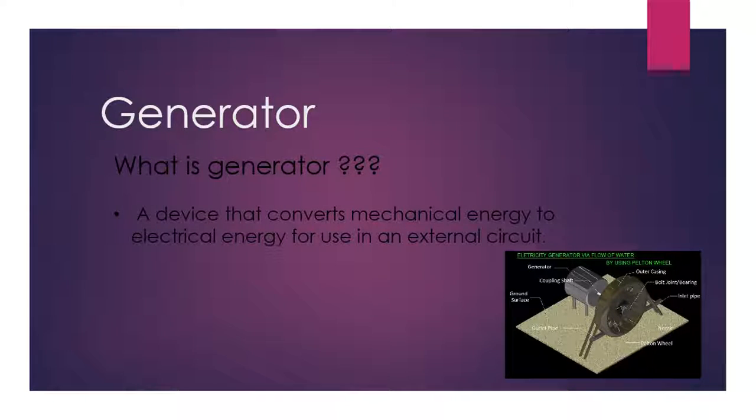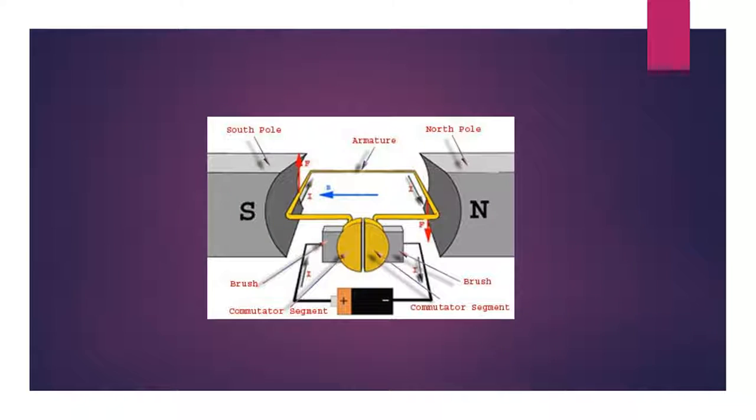Well, what is a generator? A generator is a device that converts mechanical energy to electrical energy for use in an external circuit. A generator is basically based on electromagnetic induction. In electrical generation, a generator is used with a source of mechanical energy, which includes steam turbines, gas turbines, and also water turbines.